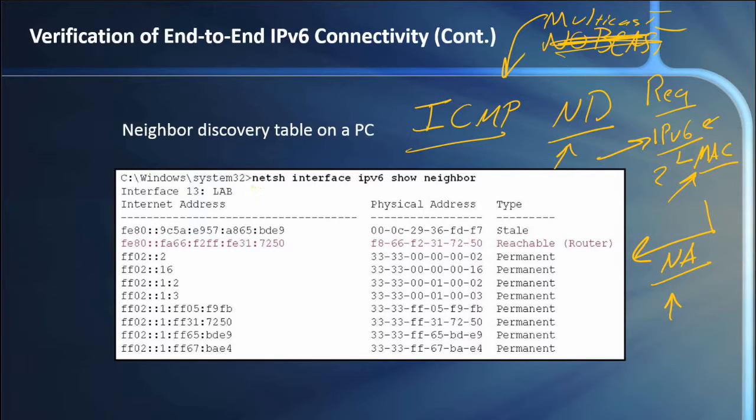What they're doing in Windows is saying netsh interface ipv6 show neighbor, and this is viewing what would be, in IPv4, or in our vocabulary, the ARP cache. I see that this IPv6 address equals this particular MAC address.